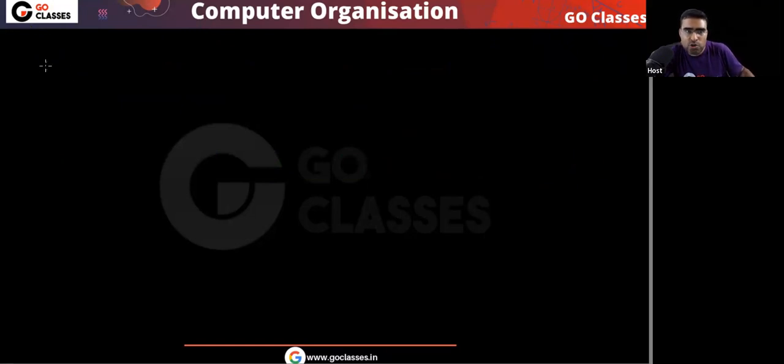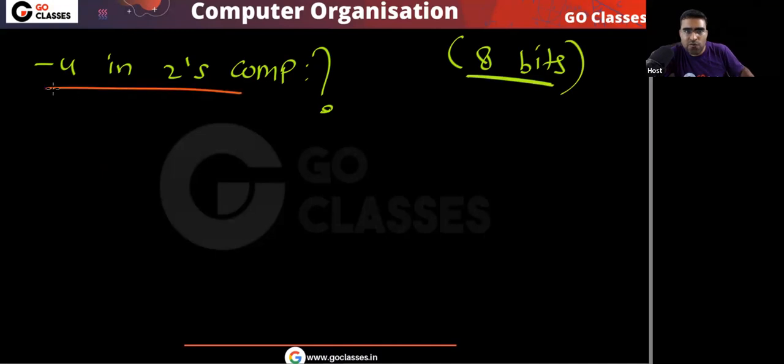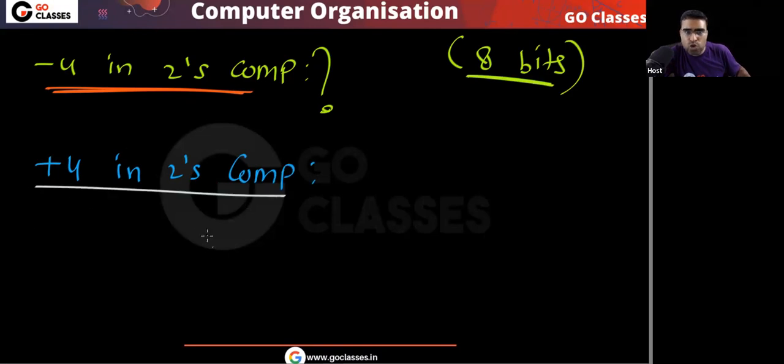If you want, for example, let's assume I want minus 4 in 2's complement. Okay, let's assume that in 8 bits. Then tell me what your answer will be. First, you can put plus 4 in 2's complement. Plus 4 in 2's complement is the same as sign magnitude. For positive numbers, 2's complement is the same as sign magnitude.